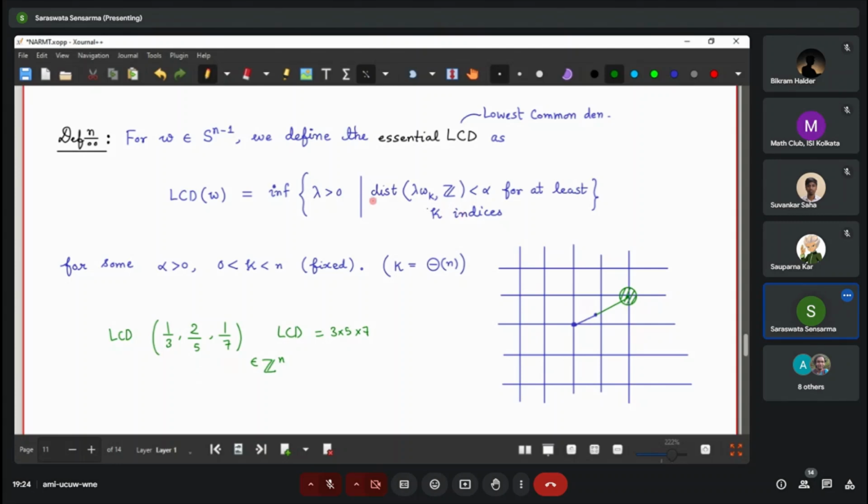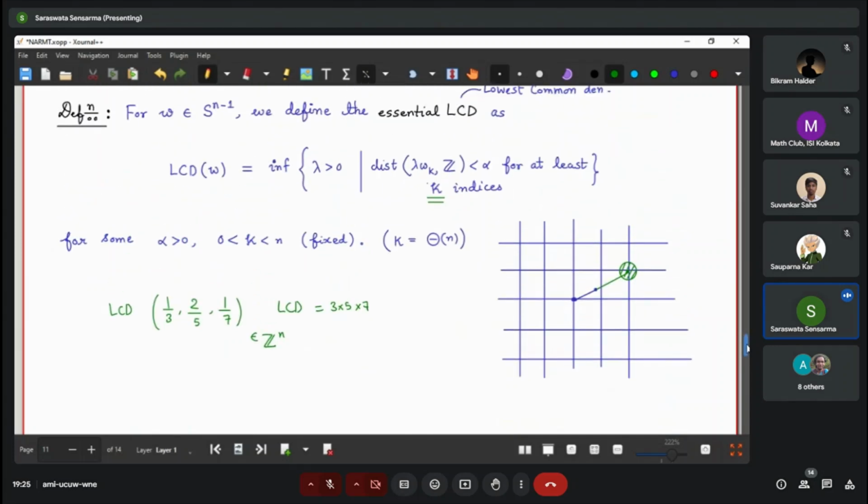What we are saying is the smallest lambda such that, scaling by lambda, at least kappa many of the indices come close to Z. Not all, we can't guarantee that all of them will come to Z, but at least kappa many indices will come to Z. And we fix some positive alpha and some kappa, which has to be of course between 0 and n, but we fix it linear in n.